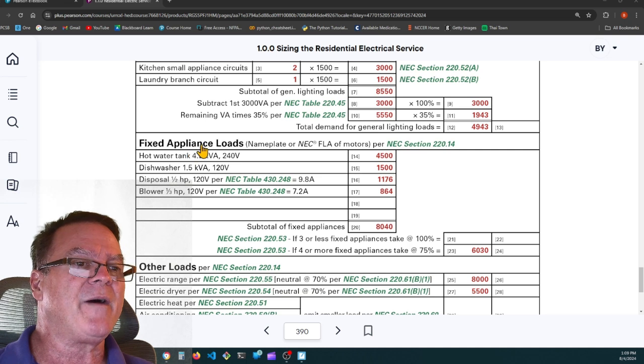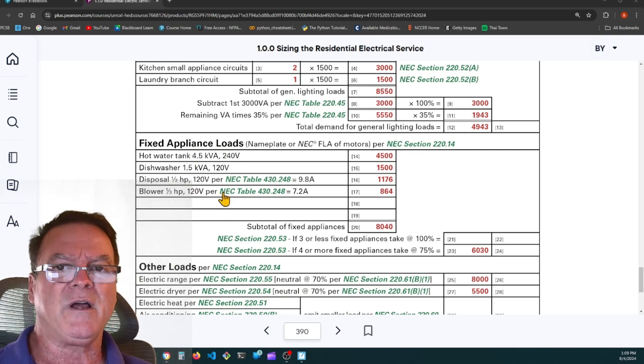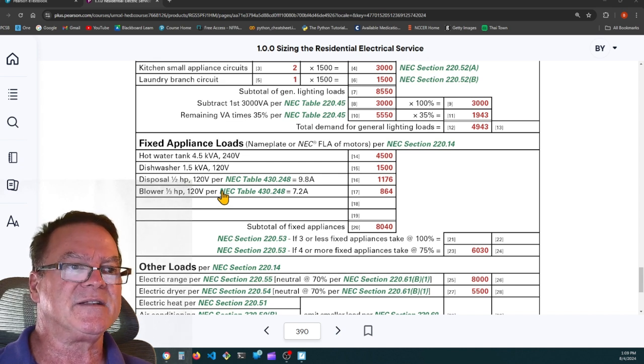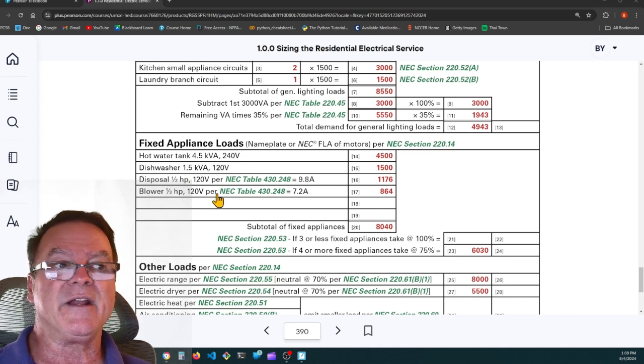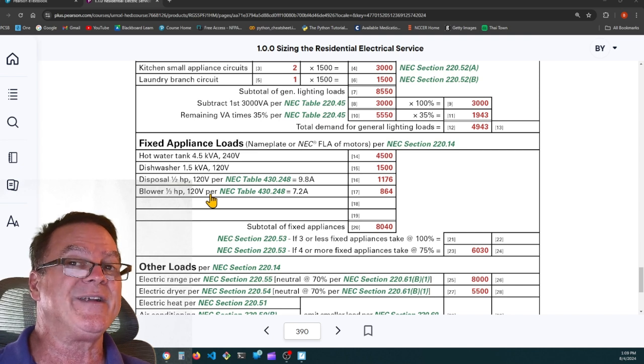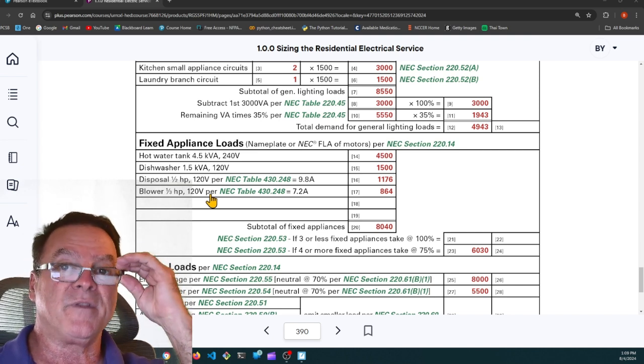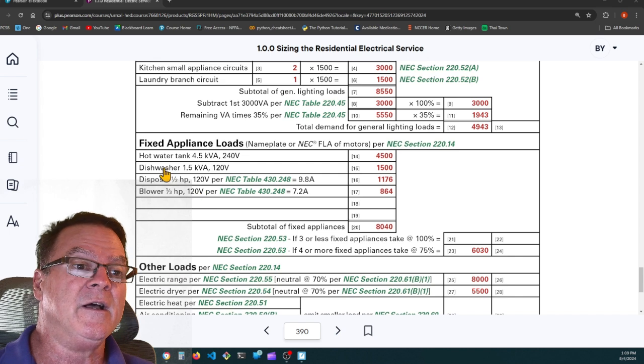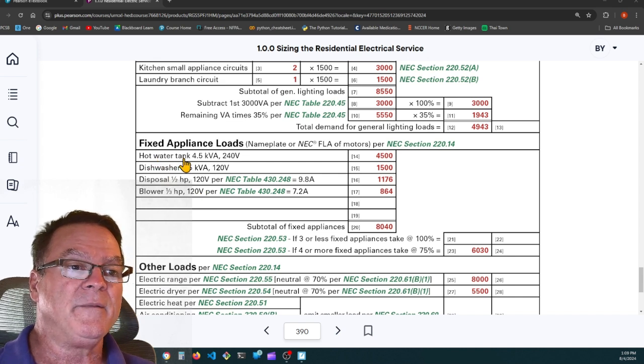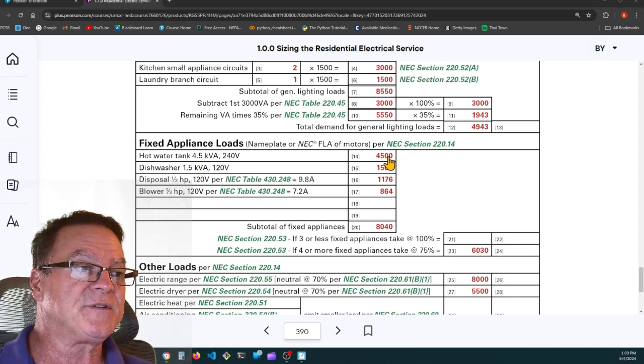Then they're going to go on to talk about fixed appliances. If you have 4 or more fixed appliances, you're allowed to derate to 75% of the nameplate rating of those appliances. If you only have 3, then you have to stick with 100% of the nameplate rating. But here's a water tank.